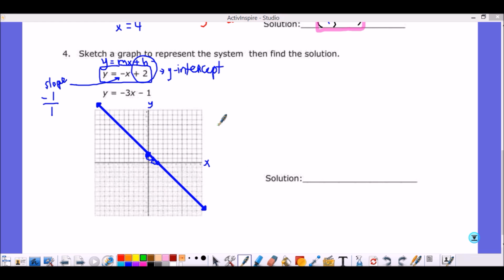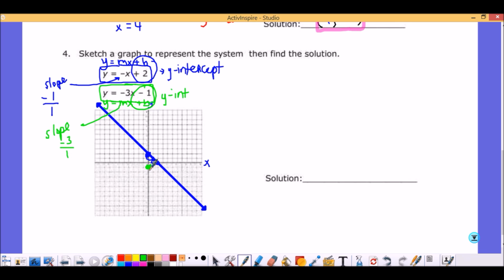All right, so now I'm ready to take my second color, and I'm going to do the same thing. Now remember, it's going to be y equals mx plus b. So where do I begin? That's right, my y-intercept will begin at -1. So I'm going to put a dot at -1. All right, so how do I move? What's my slope? So my slope is going to be -3 over 1.